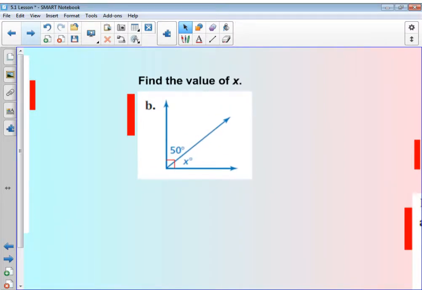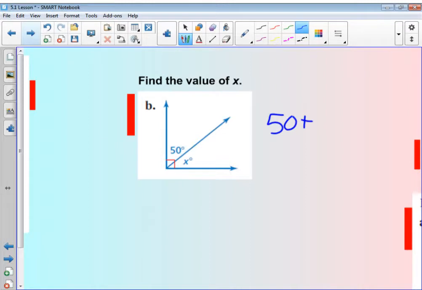Okay, so here we have that red box in the corner, which means a 90-degree angle measure. So if we know that that's 90 together, how can we solve for x? Well, what do we know? We know that if you need to see it visually, 50 plus x equals that box, which is 90 degrees.